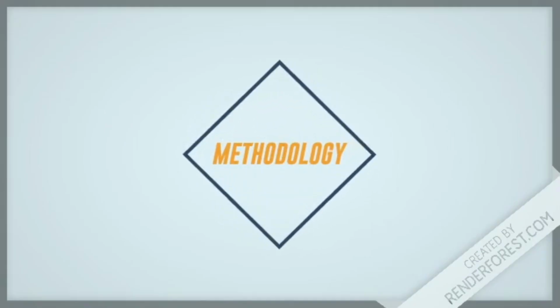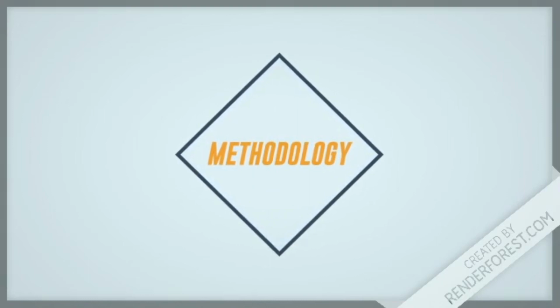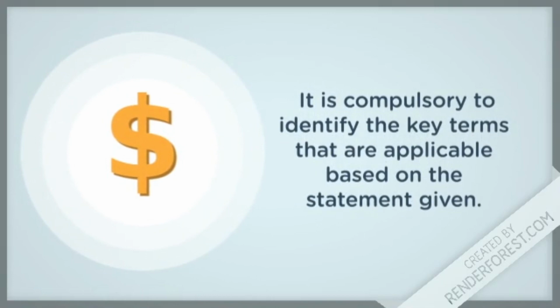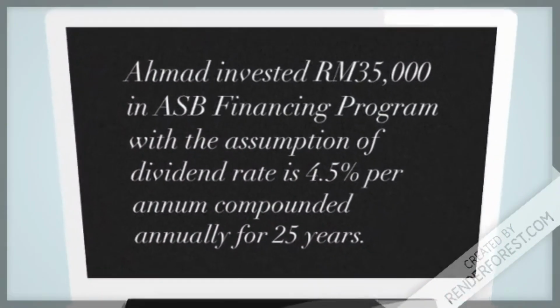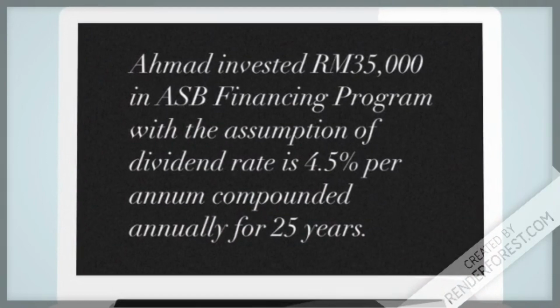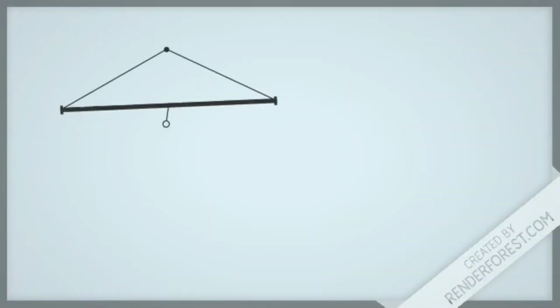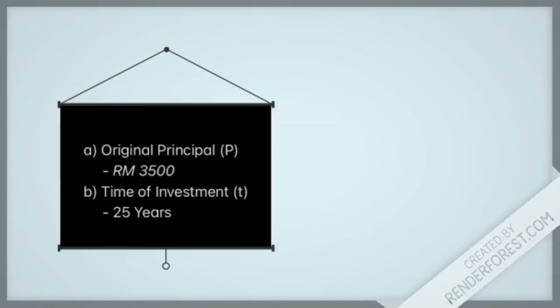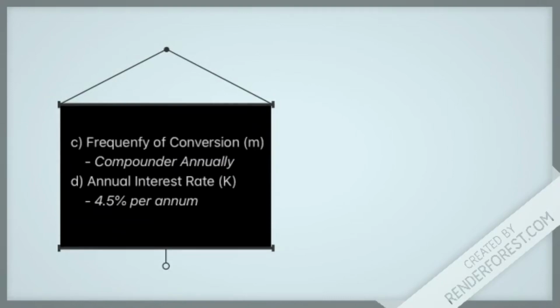Hi, Assalamualaikum. Now I'm going to talk about methodology. To solve a compound interest problem, it is compulsory to identify the key terms that are applicable based on the statement given. So, the first method is to recognize which sentence is holding the key terms for compound interest. For example, Ahmad invested RM35,000 in an ASB financing program with the assumption of a dividend rate of 4.5% per annum compounded annually for 25 years. Based on the statement, P is RM35,000, T is 25 years, M is compounded annually, and K is 4.5% per annum.